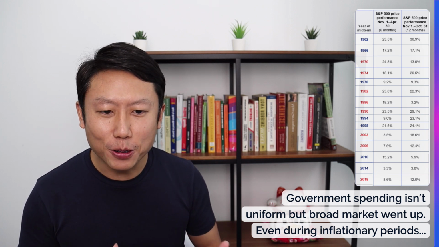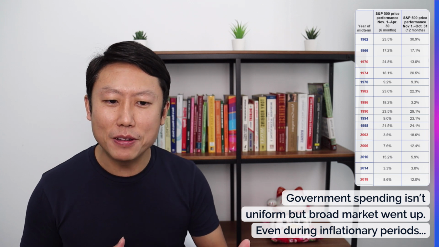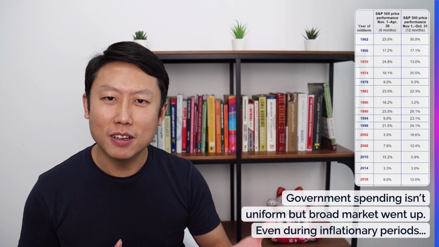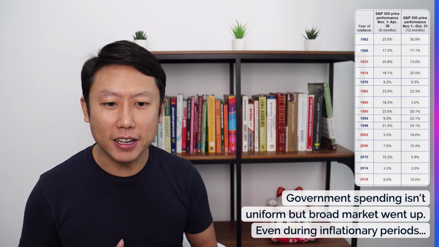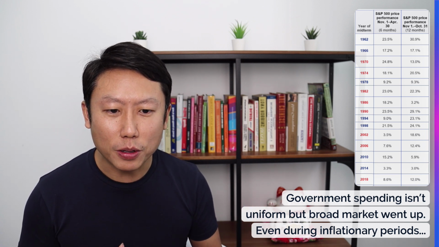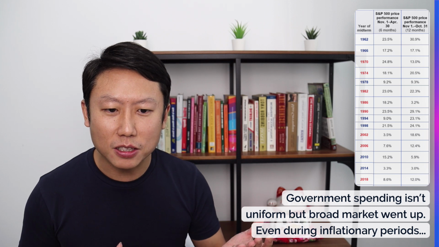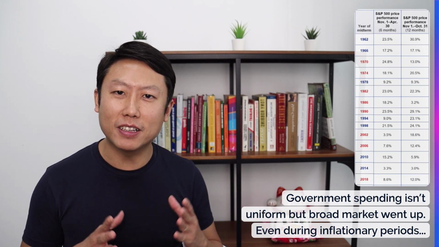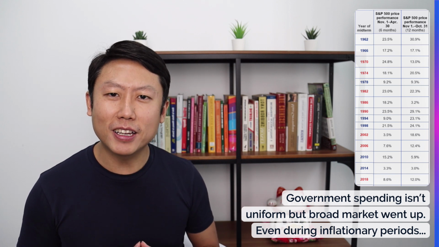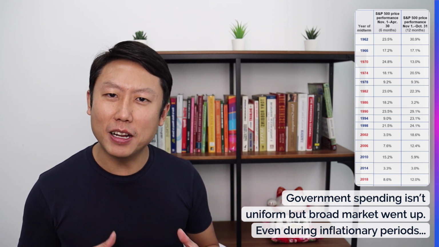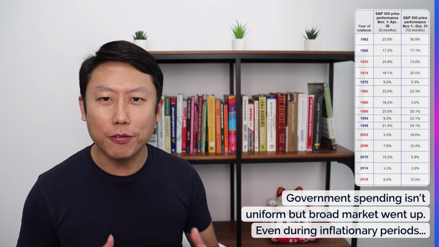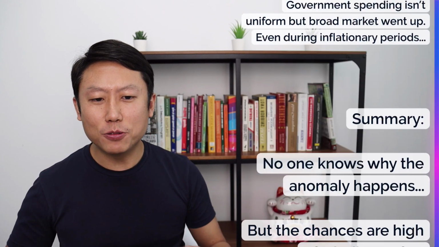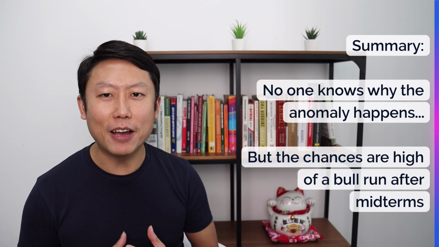But if we take a look at the 70s, there was hyperinflation, yet the post-midterm-election S&P 500 rally was still there. In 1970, it went up 24% after 6 months. In 1974, it went up 18% after 6 months. In 1978, it went up 9.2% after 6 months. So again, I think this cannot really be explained by any of the reasons that were given so far. So if you ask me what is really going on with this anomaly, I have no answer for you.